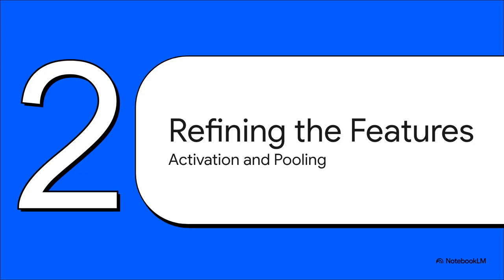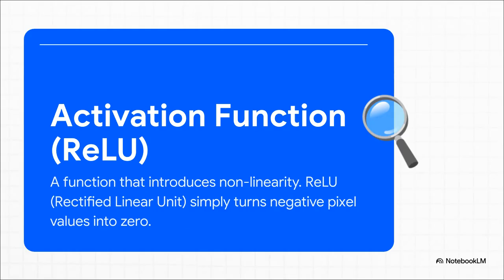Okay, so the network has found a whole bunch of simple features, but that's just raw data, right? Now it has to refine and summarize what it's found. And this brings us to 2 really key steps: activation and pooling. First up, we apply something called an activation function, and a super popular one is called ReLU. All it does is take any negative numbers in our feature map and change them to 0. Now, that might sound almost too simple, but it's an absolutely critical step.